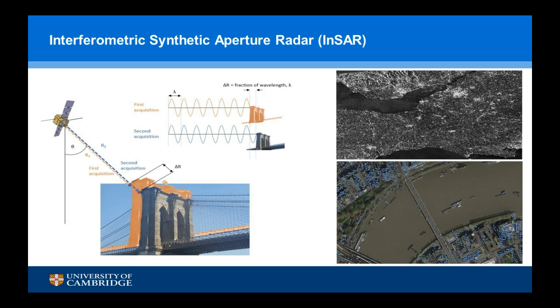So if your bridge has moved a little bit, the next time the satellite wave comes down and back up again, there's a shift in phase. And you can convert that shift in phase into a measurement. The important thing to note is that when we're taking these measurements, they are in fact measurements in the line of sight of the satellite.